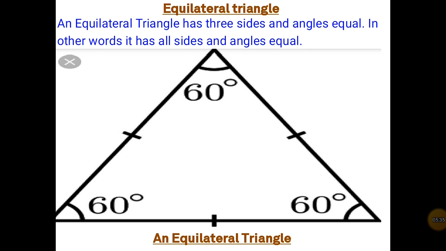Now, lastly, we have the equilateral triangle. What is an equilateral triangle? An equilateral triangle has three sides and angles equal. In other words, it has all sides and angles equal. So all the sides and angles in an equilateral triangle are equal. As the name says, equilateral, equal. Equi means something that is equal. Lateral means lines that are being drawn on those diagrams you are seeing there.